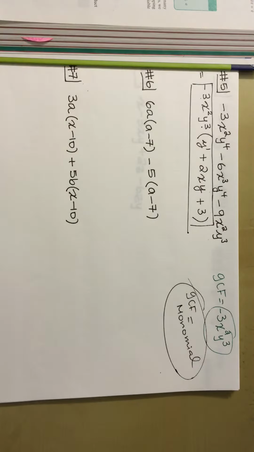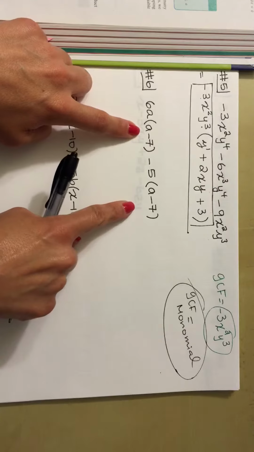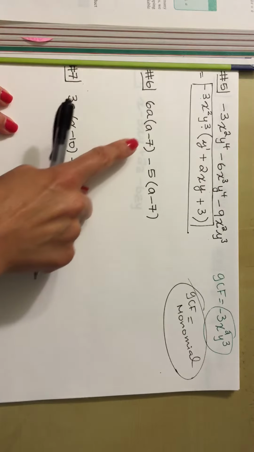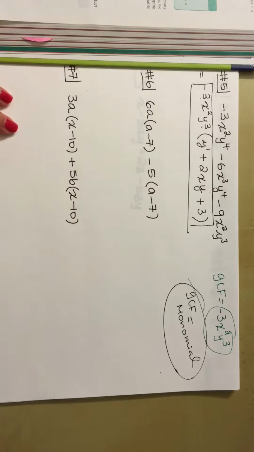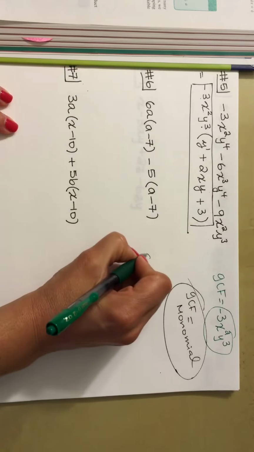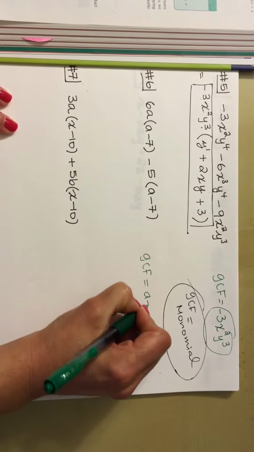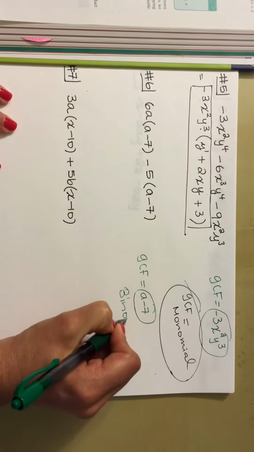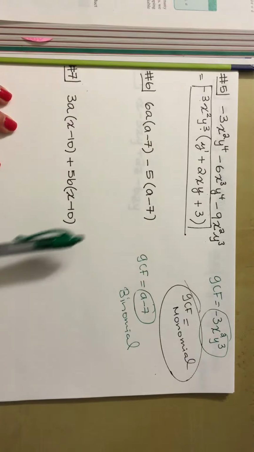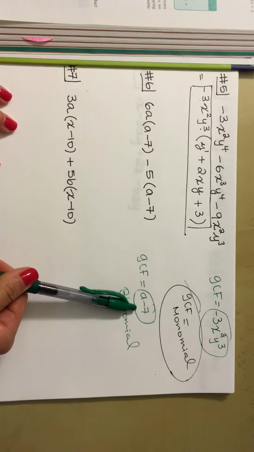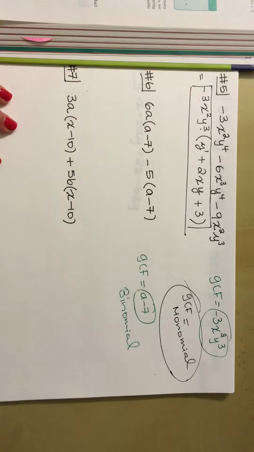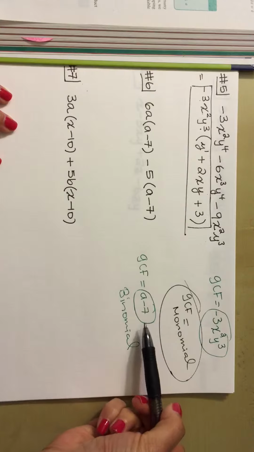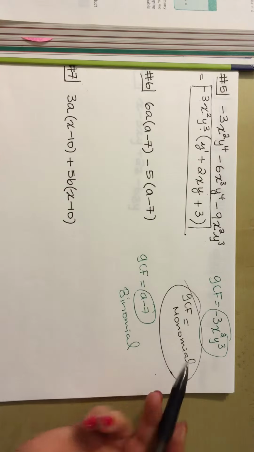Notice that a minus 7 is common to both the first and the second part. So since it's common to both of these, I can think of a minus 7 as the GCF. This is two terms. It's a binomial. That's okay. You do the same thing. You find what's common to both, which is a minus 7. I write that on the outside, and then I write parentheses, and I write what's left. But this is a binomial, so I have to put this binomial in parentheses.